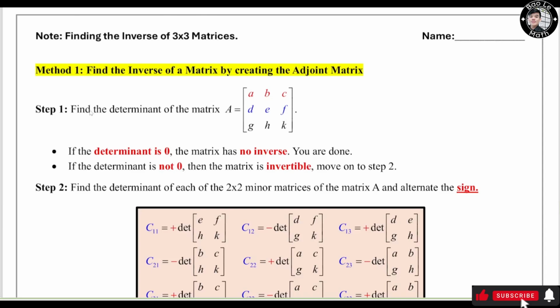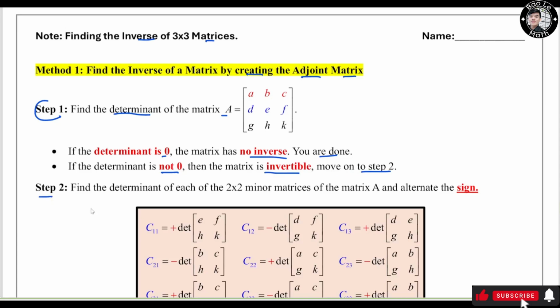In this video, we're going to learn how to find the inverse of 3 by 3 matrices by creating the adjoint matrix. Alright, step number 1. Find the determinant of the matrix A. If the determinant is 0, the matrix has no inverse. You're done. If the determinant is not 0, then the matrix is invertible. You need to move on to step 2.